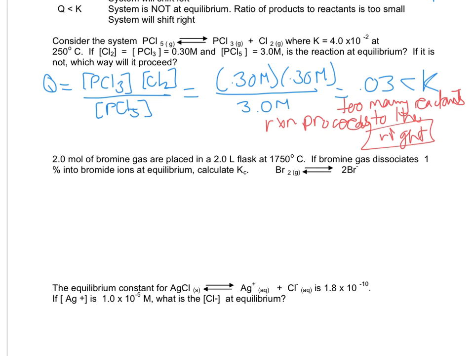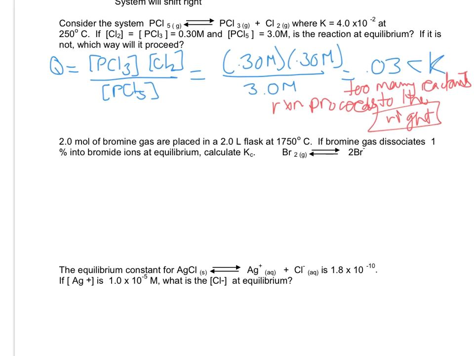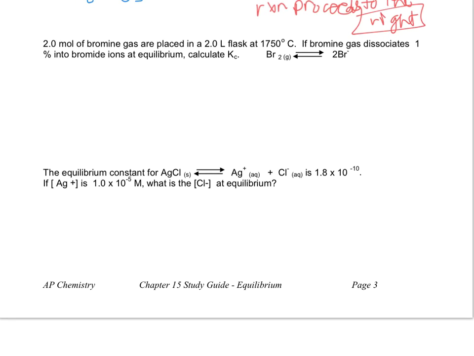All right, let's try another one. So the next one says 2 moles of bromine gas are placed in a 2-liter container at 1750 Celsius. The bromine gas dissociates 1% into bromide ions at equilibrium. We want to calculate K. Kc basically is K.